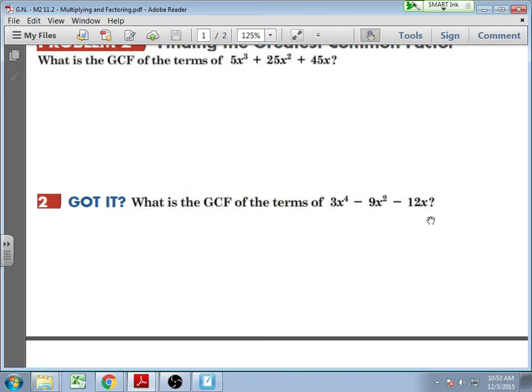So when we factor, we essentially are undoing the distribution. So then we don't have to do anything else with this because we factored out the GCF. So then we're done.